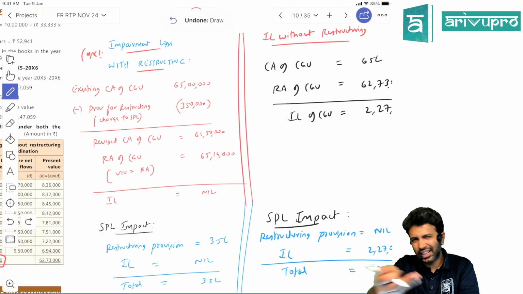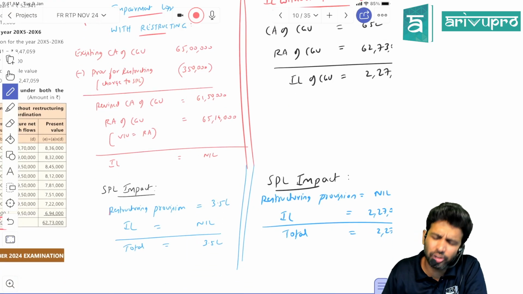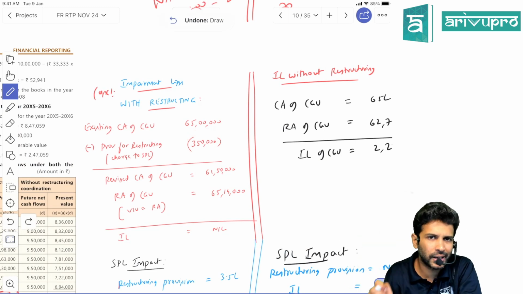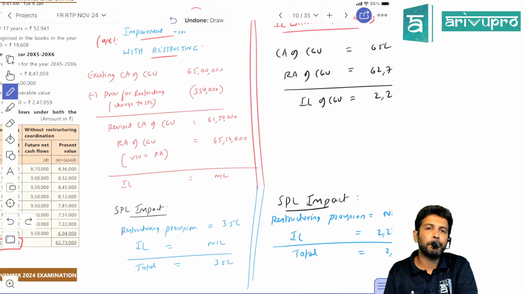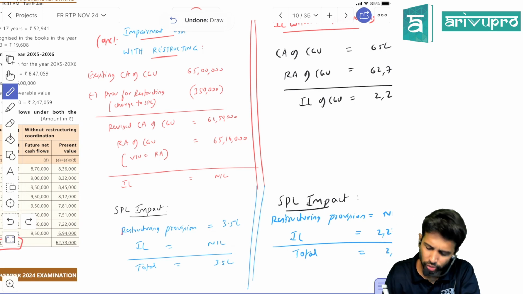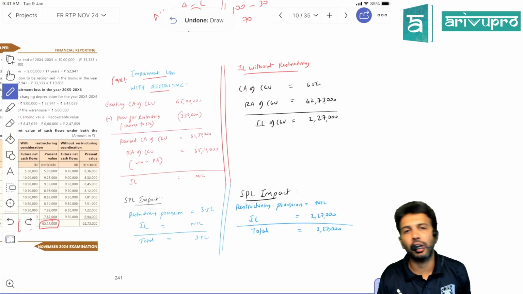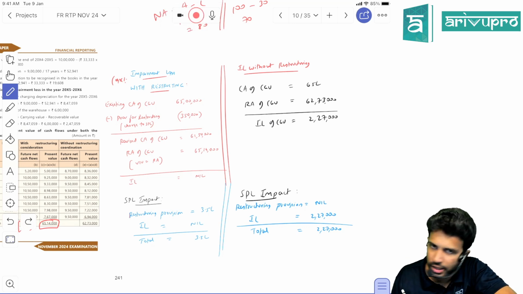They have not asked, but the study material has presented it like this, so I also gave the SPL impact. SPL impact is what? One, you have to make provision for restructuring. So the entry is debit to P&L account, SPL account, credit to provision for restructuring. So restructuring provision will have an impact on SPL. Impairment loss also will have an impact, but in this case, impairment loss is 0. So the total impact is 3.5 lakh. This is the case where you have calculated impairment loss by considering restructuring provision.